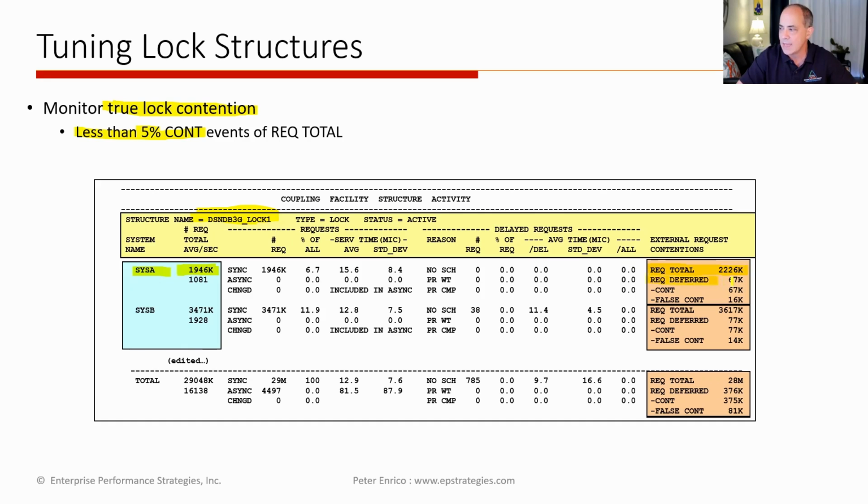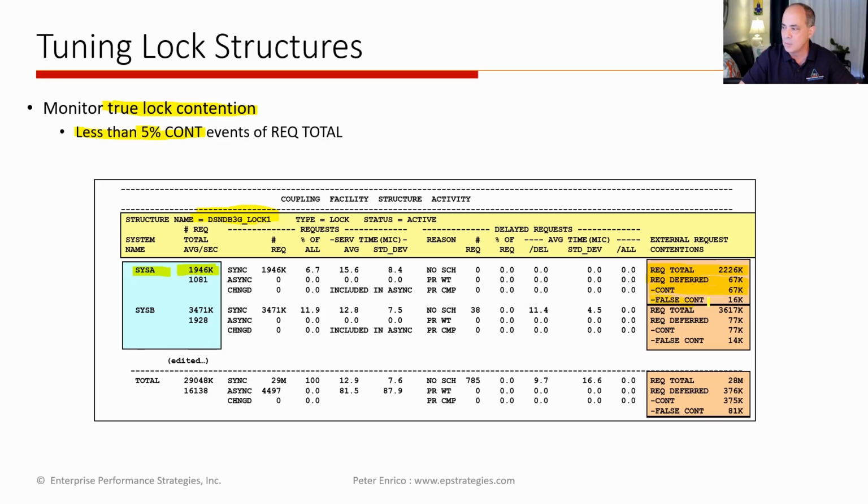The next number we have here is how many of those requests are deferred. What deferred means is that the coupling facility says, hey, something's going on here. I can't really do anything. You guys have to go resolve this event. I don't know what it is, but you have to resolve it. So it defers the request. And then the next number is how many of those deferred requests were due to some contention event, whether it be true contention or false contention. And we see, even though these numbers are rounded, they're pretty much the same number.